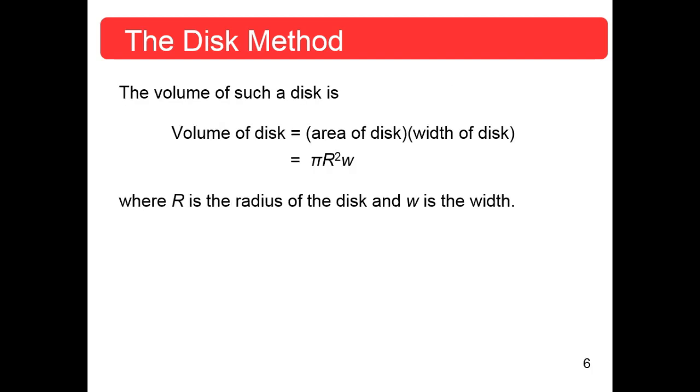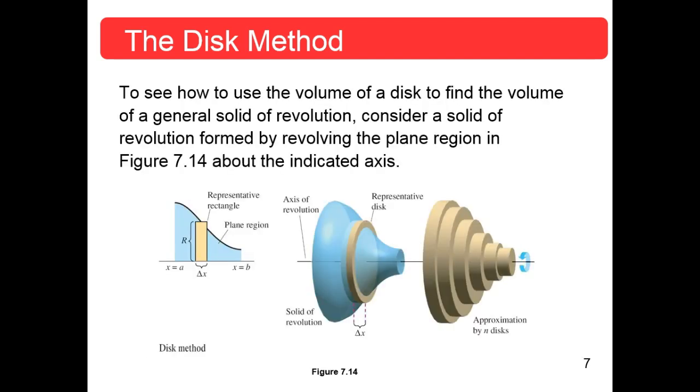The volume of such a disk is the area of the disk, that's pi r squared, times the width of the disk, which is your W, where R is the radius of the disk and W is the width. Wow, they just now got around to telling us that. So what if we have a curve like this that we're revolving around the x-axis? That's going to make a nice Christmas tree stand, right? Or something like that.